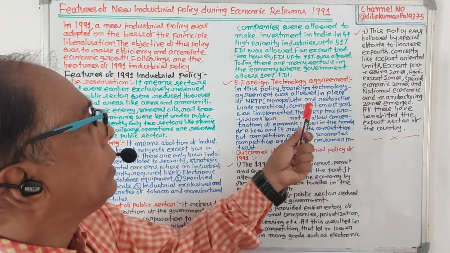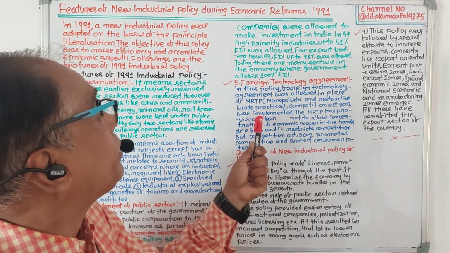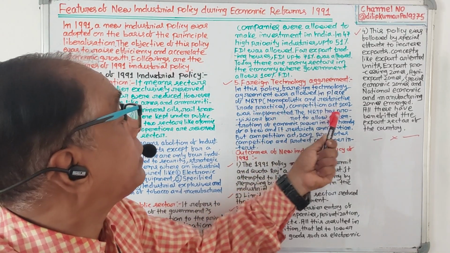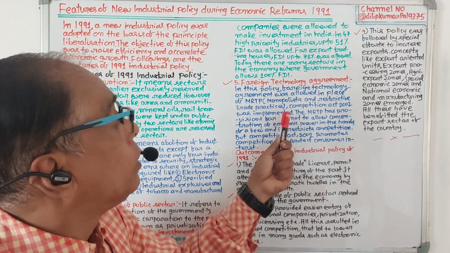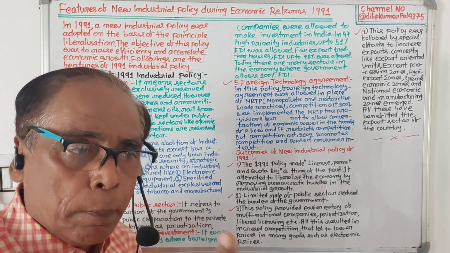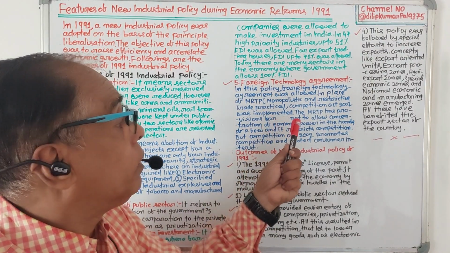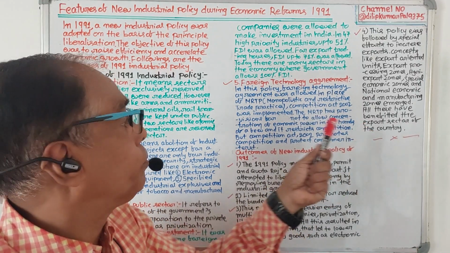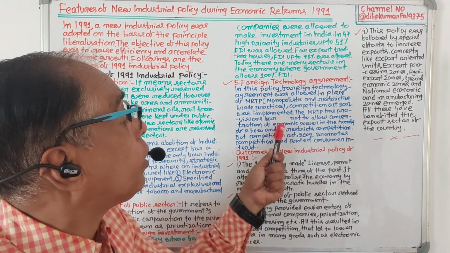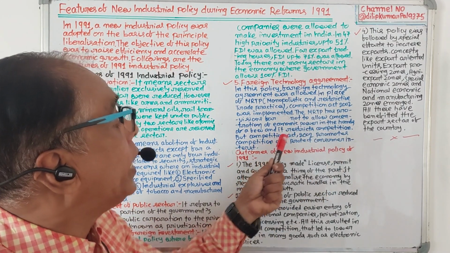In place of MRTP, monopolistic and restrictive trade practices, Competition Act 2002 was implemented. The MRTP has provisions for not allowing concentration of economic power in the hands of a few, and it restricts competition.